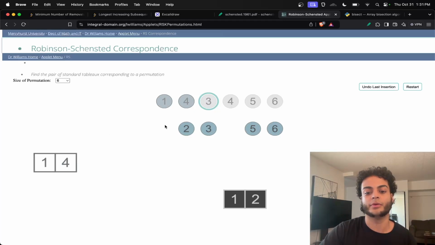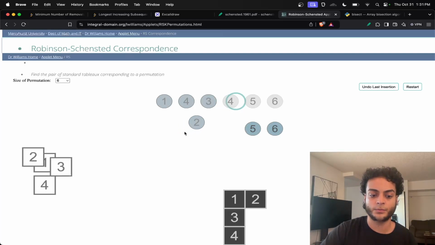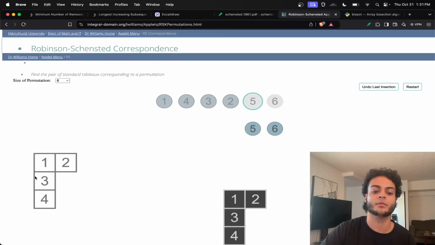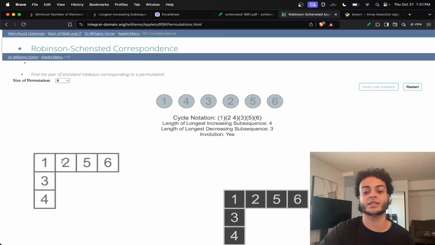If I would put a 3, the 4 gets replaced, and now the second element of the first row is 3. So the second element of the basic sequence is 3. And if I put a 2, same thing happens. 5 and 6, they don't touch this. So our basic sequence for this insertion order was 4, 3, 2.